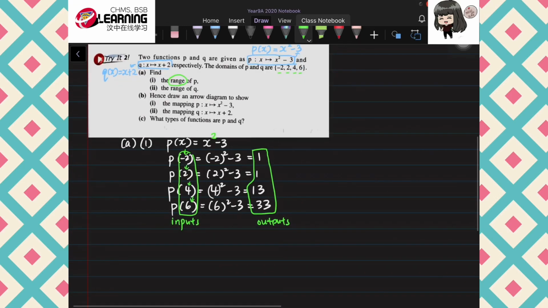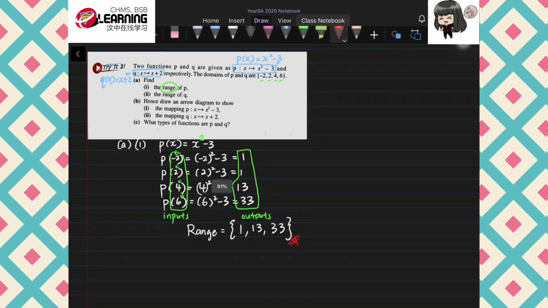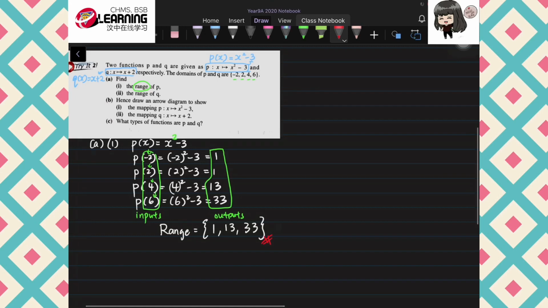Which can also be written as range. So range is a set of your outputs, right? So range here will be equal to 1. You don't need to write the same one again, you don't need to write it two times, you only need to write it one time. So 1, you don't need to write the repeated one. 1, 13, and 33. Range. So this is your answer for your first part. The range of P is 1, 13, and 33.